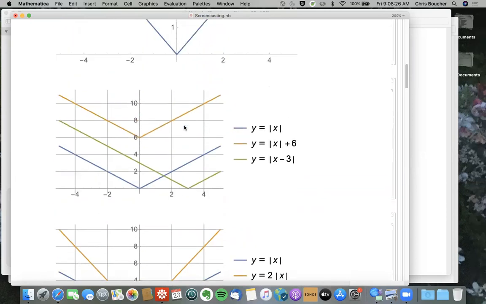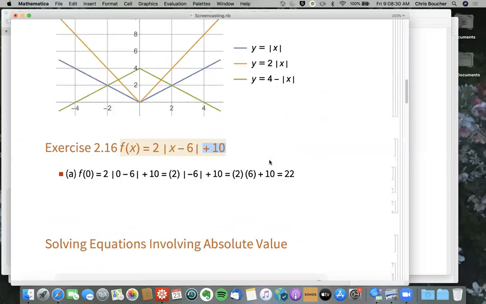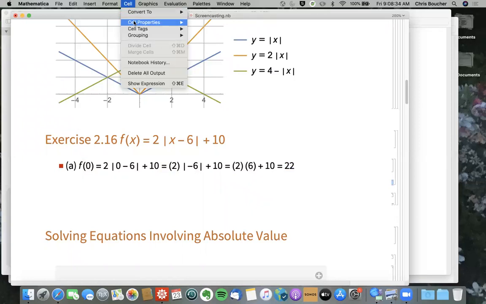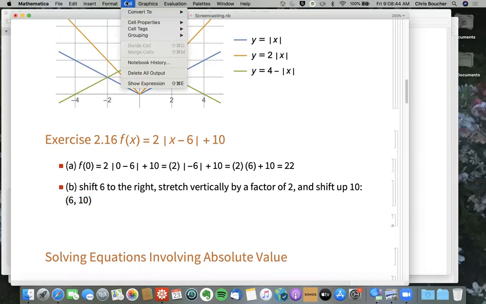The original corner, if I go back to the original graph, is 0, 0. It's the origin. So if I shift to the right 6 and up 10, that point is going to move to the point 6, 10, right? So this is my new corner point, 6, 10. And we've now talked about all the different transformations going on here.